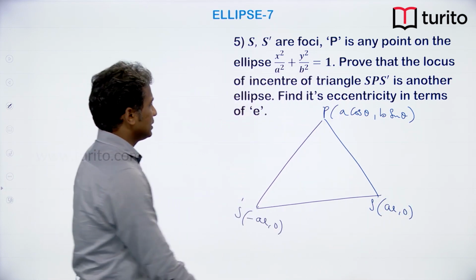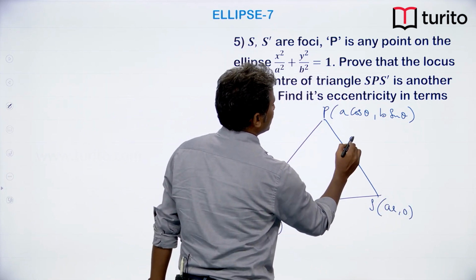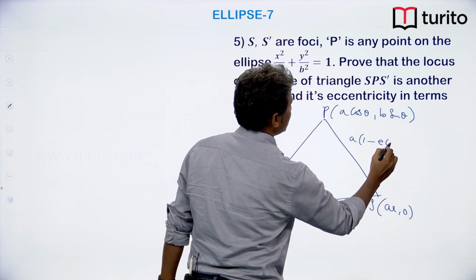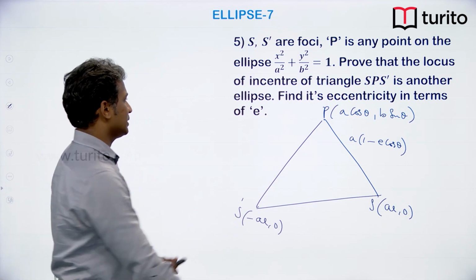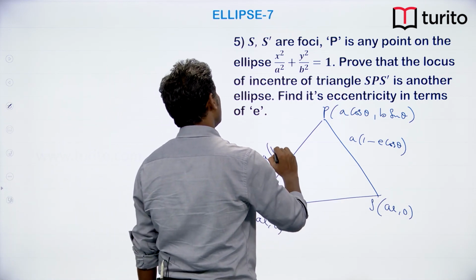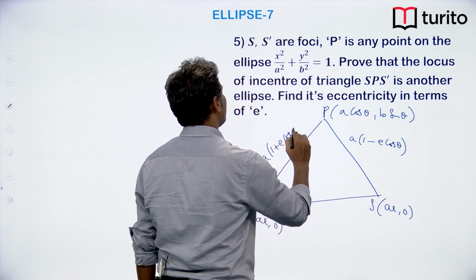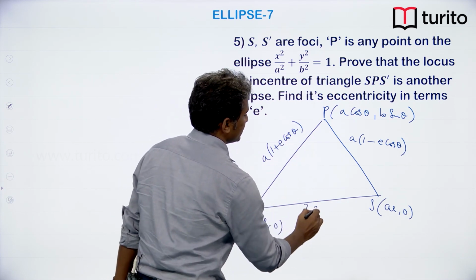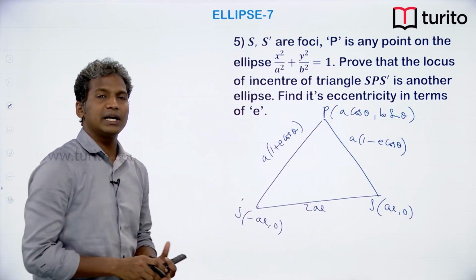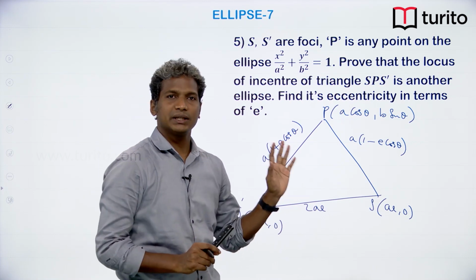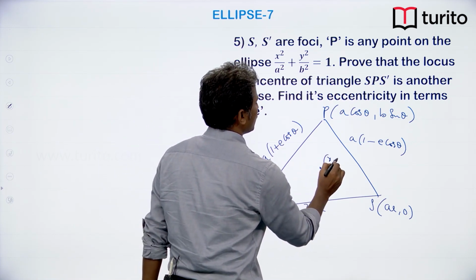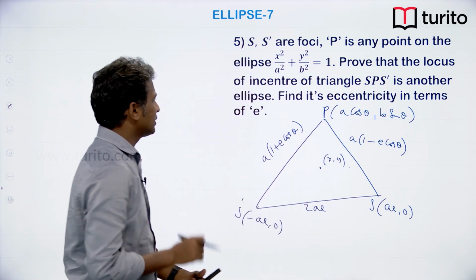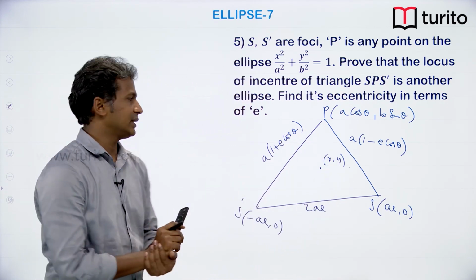Now, we know that the length of this side is going to be A into (1 minus E cos theta), because this is the formula for focal length, and this is going to be A into (1 plus E cos theta), and this length is 2AE. So, we can straight away apply the formula for incenter and solve it. So, if I take the incenter as, let us say, (x, y), I can get the coordinates of x and y directly.